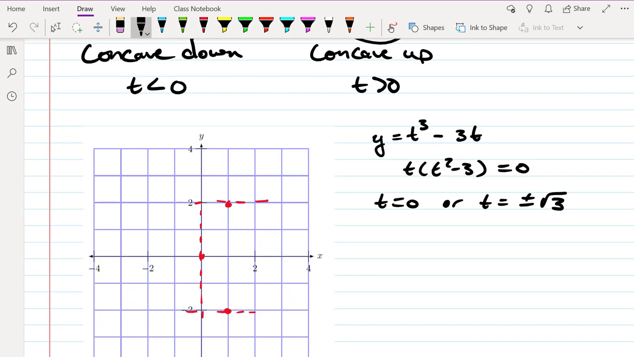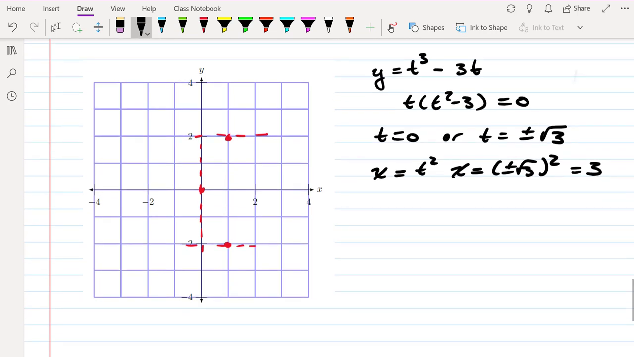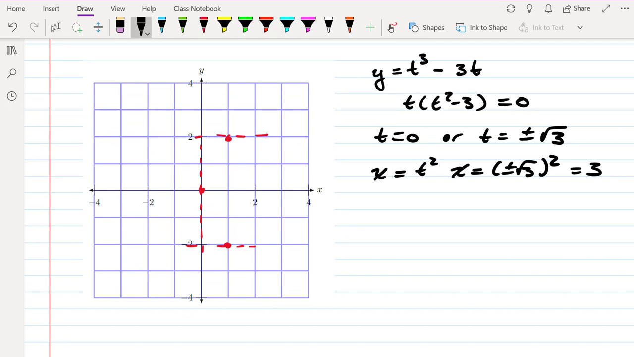We've got 1 here, and if we plug plus or minus the square root of 3 into x equals t squared, we get that x is equal to plus or minus the square root of 3, squared. A negative times a negative is a positive, and a positive times a positive is a positive, so we get 3. So we're going to have some x-intercepts at 3, and our y value there is 0.